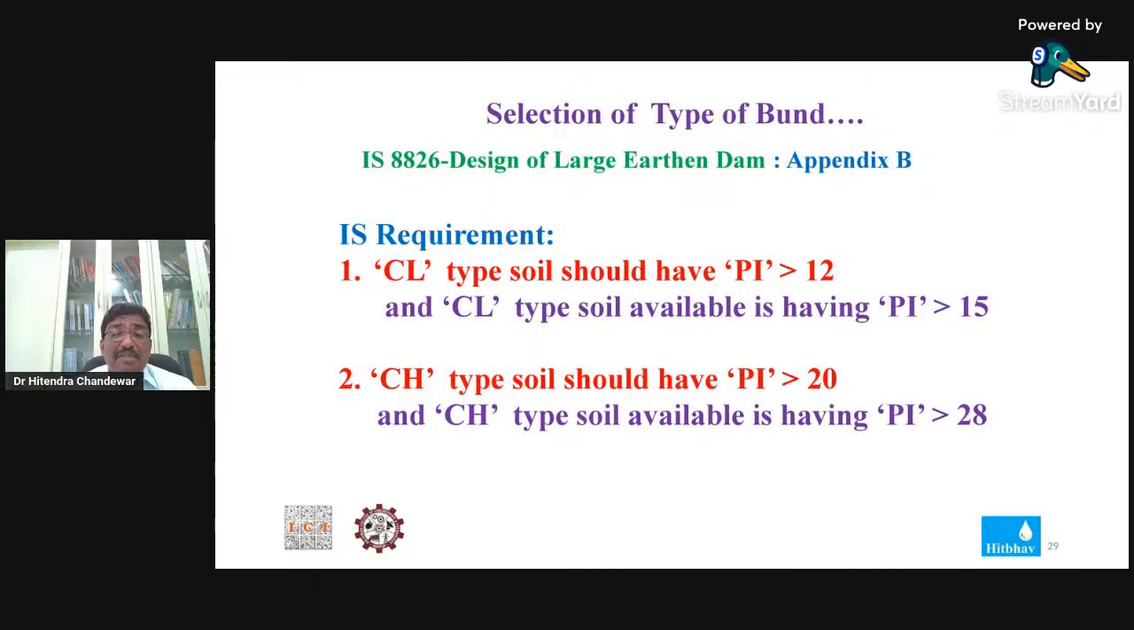The other requirement was that for CL type soil, the plasticity index (PI) should be more than 12, and in my case the CL was more than 15, so it qualified the code requirement. For CI material, the code requirement is that the PI should be more than 20. In our case, PI was more than 20. So the material chosen for the embankment, that is CL and CI, qualifies the code requirement. Hence, we have gone with these two types of soil.